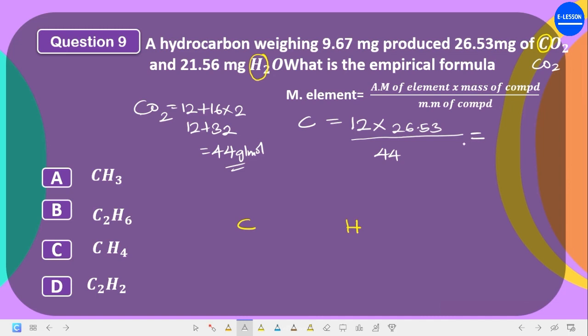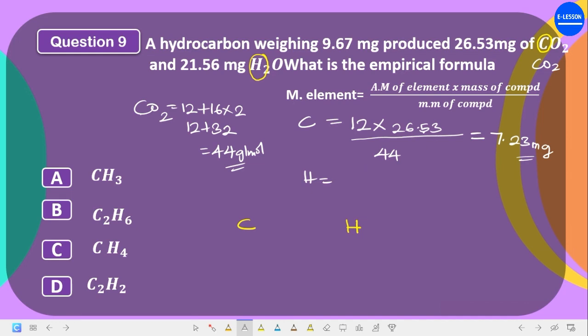When you multiply this in your calculator, it's going to give us the following answer. We have 12 times 26.53 times 44. This will give us 7.23 in milligram. Now you may not necessarily want to convert to gram because everything is in the same units. Okay, now hydrogen here, let's calculate the mass of hydrogen.